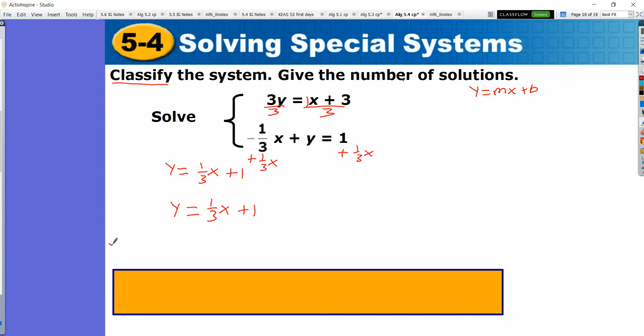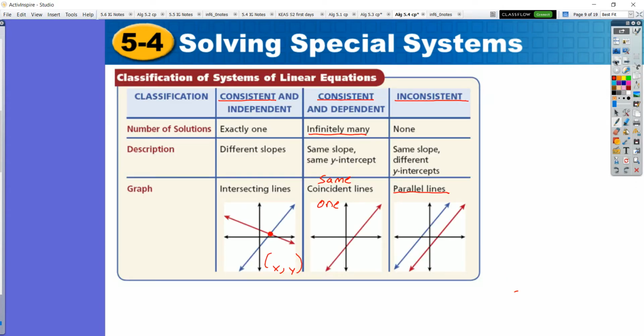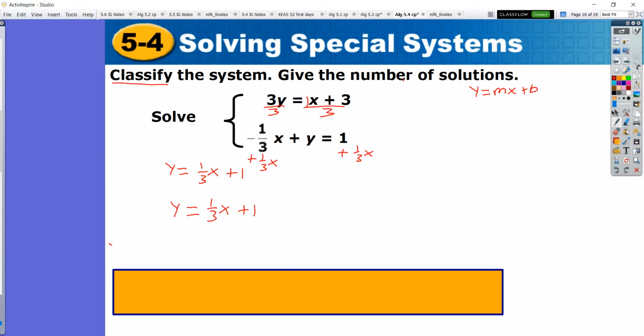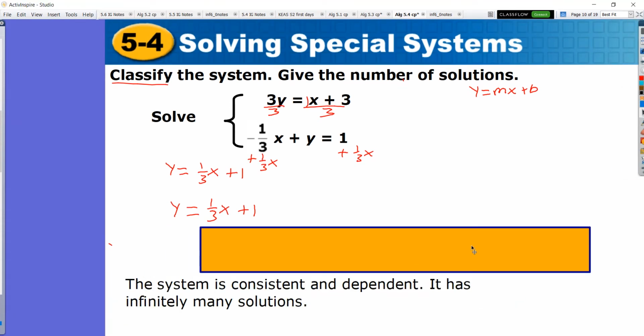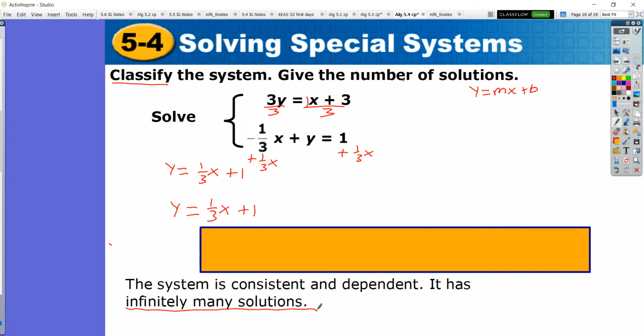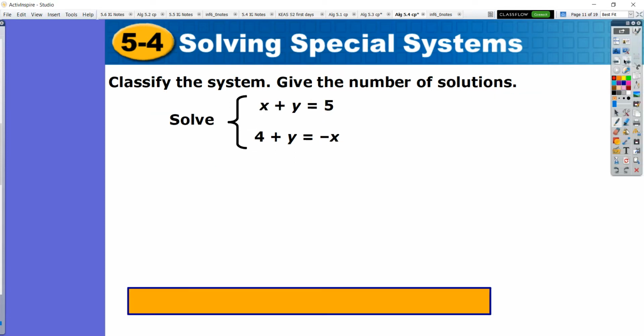So what happened when we put them into slope-intercept form is that these came out to be both the same exact line. If we take a look at that chart we just looked at before, if we have the same exact line, same slope, same y-intercept, it's going to be consistent, and it's going to be in the dependent group. So that's what we would write down. This system is consistent and dependent, and it also has infinitely many solutions because it is the same exact line. We're just categorizing these different types of systems into what they are.